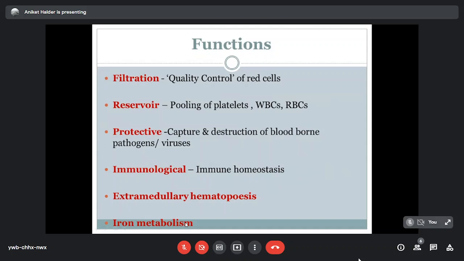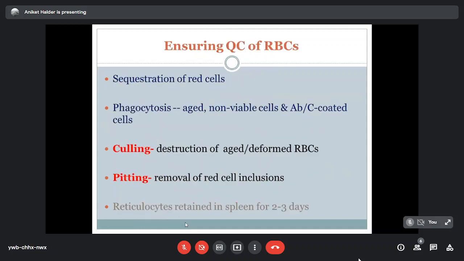So, going through the functions one by one, the first and most important function of the spleen is ensuring the quality control of the RBCs. When the red cells pass through the open system of the splenic cords, the RBCs get sequestered in the spleen. They stay there for some time, and they have to enter the venous sinusoids through the fenestrated endothelial cells. As these cells are sequestered in the spleen, they undergo oxidative damage, and there is oxidative stress to the cells.